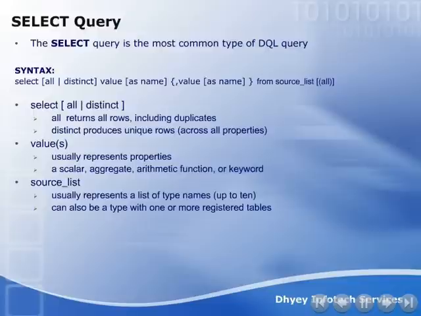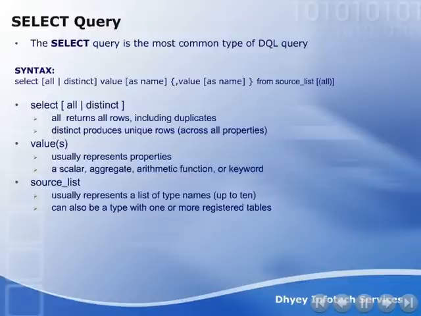The select query is the most common type of DQL query, which retrieves the properties of one or more objects. This query shows three keywords: select, from, where. These keywords divide up the query into three parts. The select query in DQL is similar to the one which we use in SQL.